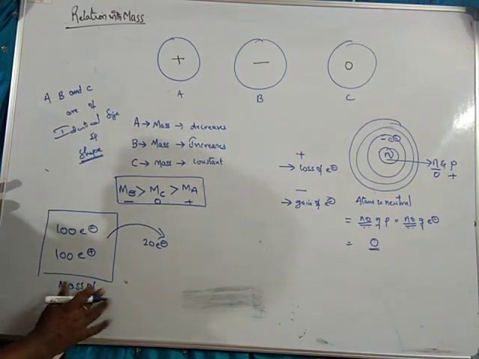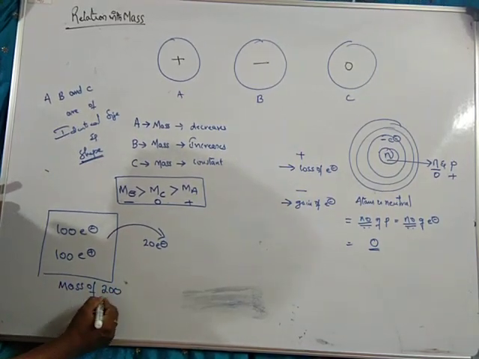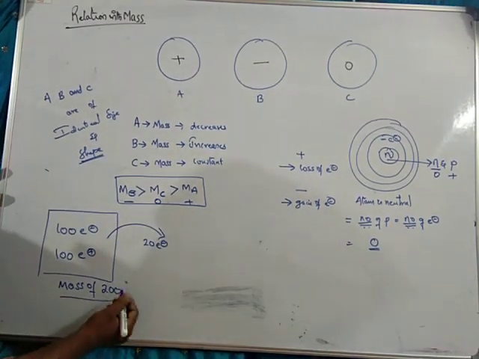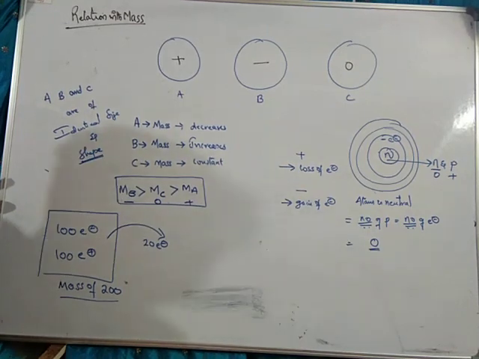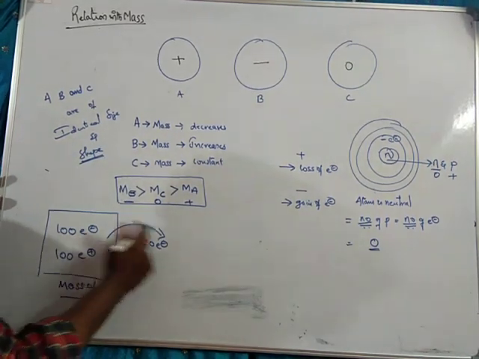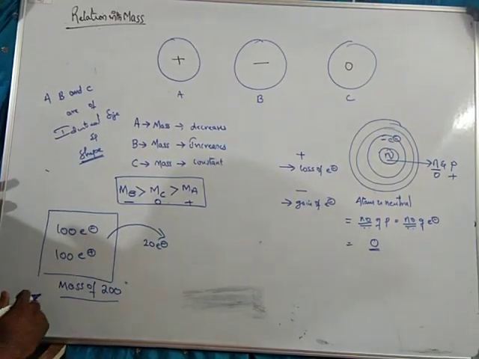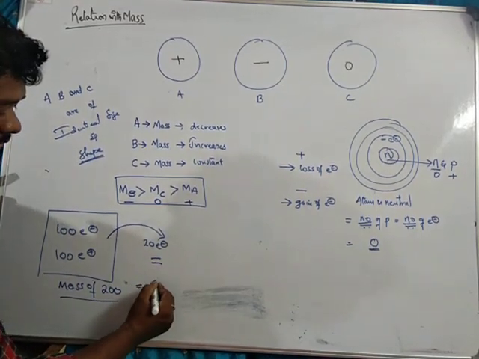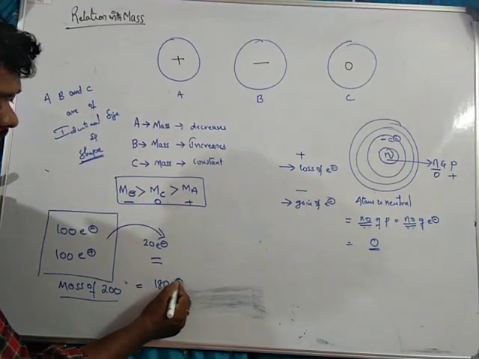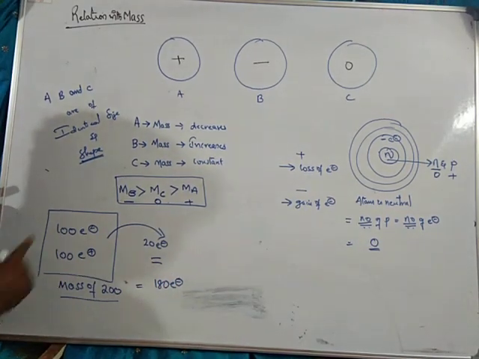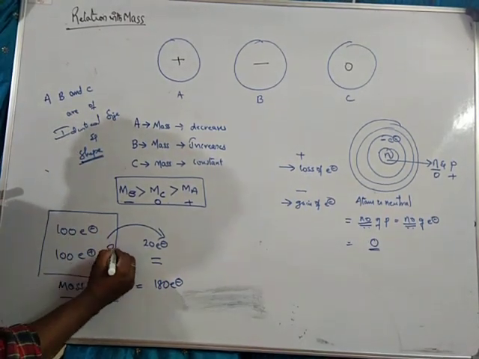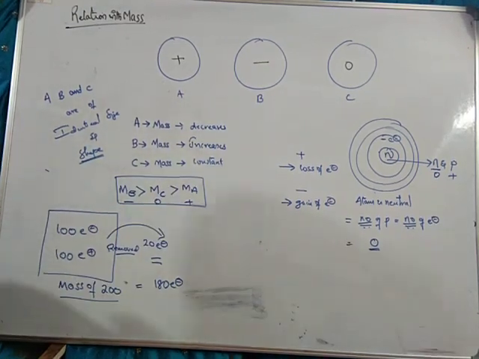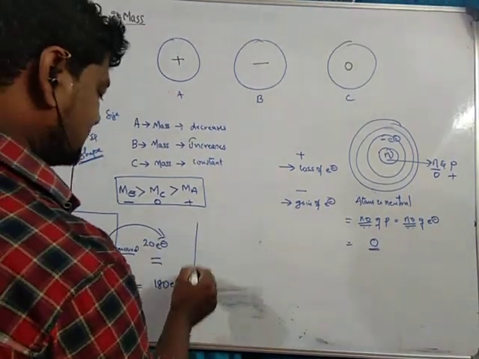Consider the mass as 200, for example 200 grams or kg, whatever it may be. Whenever we remove 20 electrons, what about its mass? Mass will be reduced to 180. That's, mass will be reduced if you remove electrons.